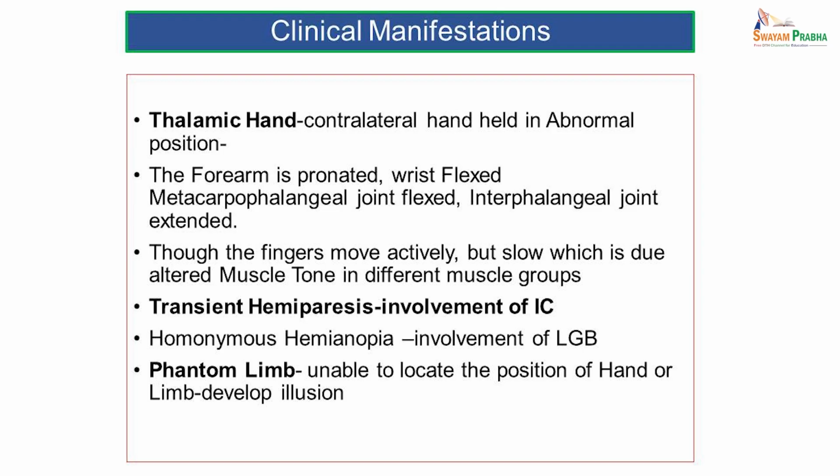If the posterior most part is involved, the involvement of the lateral geniculate body leads to a condition called homonymous hemianopia. There is another condition called phantom limb, where the person feels unable to locate the position of the hand or limb. He develops an illusion that he does not have a limb. This is because of thalamic lesions.